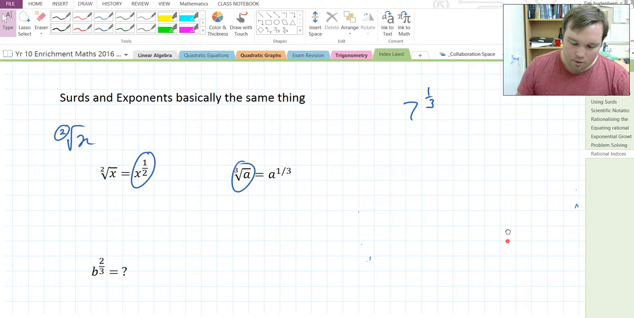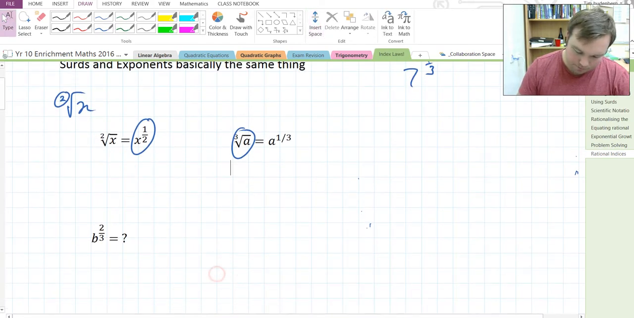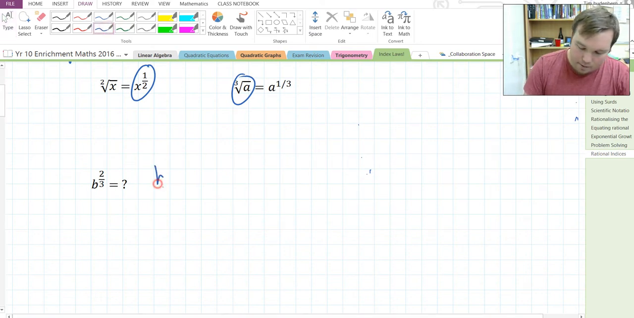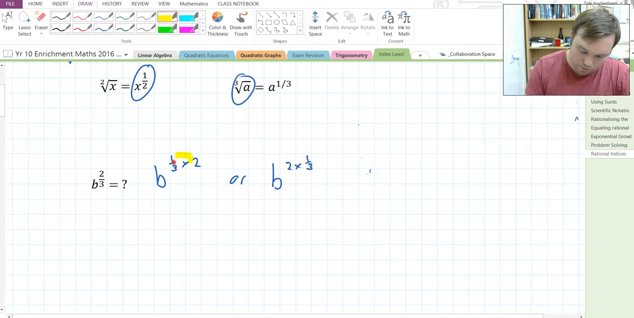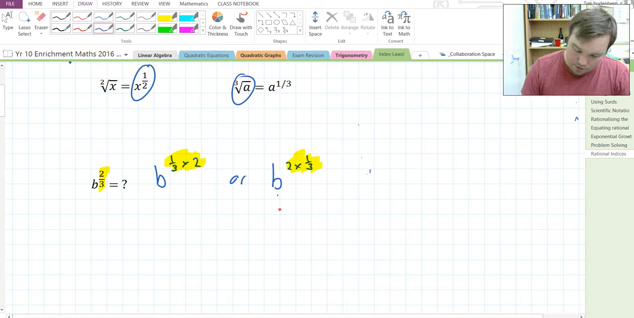Now, what happens then when you have b to the 2/3? If we want to express that as a surd, we could think of that as b to the third times 2, or b to the 2 times a third. Because we're all happy that a third times 2 is the same as 2 times a third, and both of those are equal to 2/3. So one of these is going to be quite useful for us. I would choose this one.